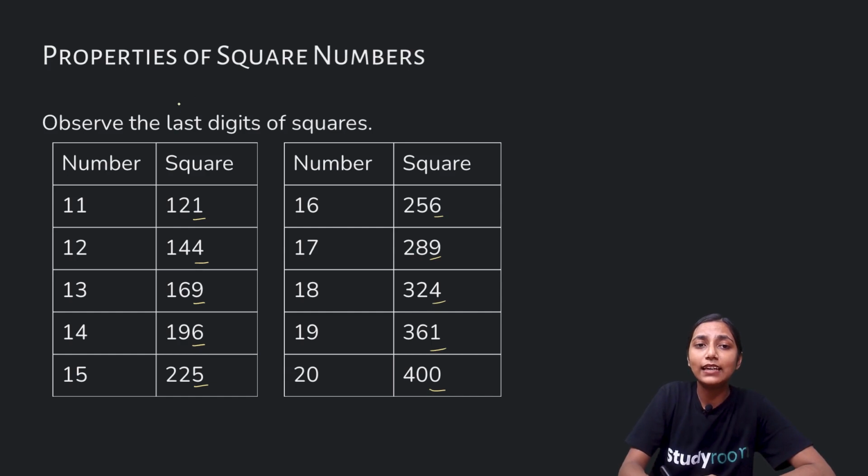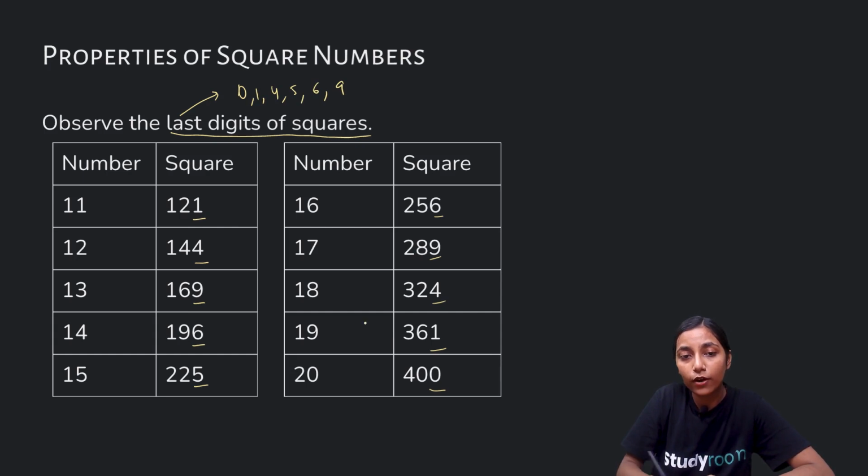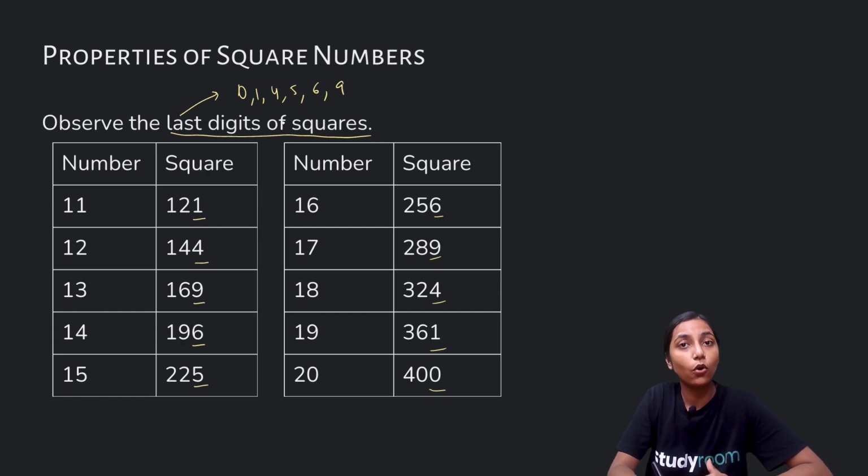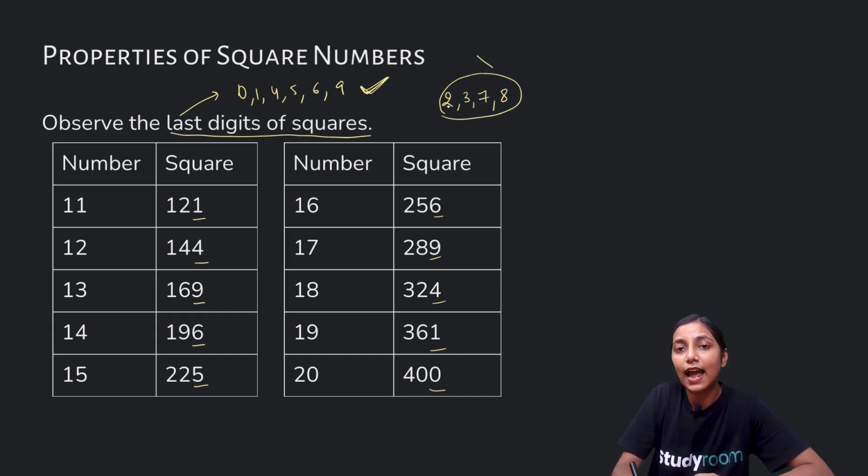So you can see that the last digits of squares can only be either 0, 1, 4, 5, 6 or 9. This is one of the properties of square numbers. These are the only digits that can be at the unit place of squares. While we cannot have 2, 3, which are the numbers left? 7 and 8. We cannot have 2, 3, 7, 8 at the unit place of a square number.